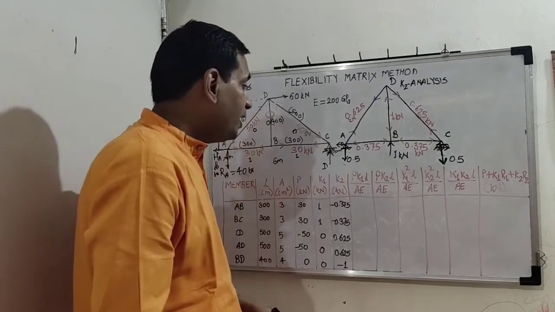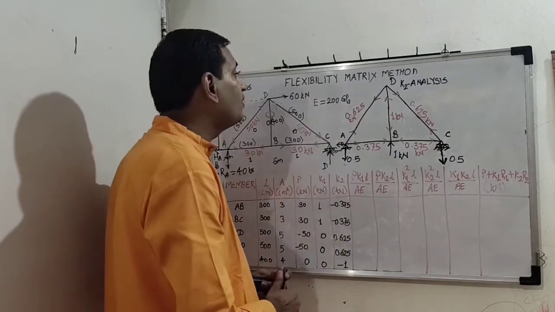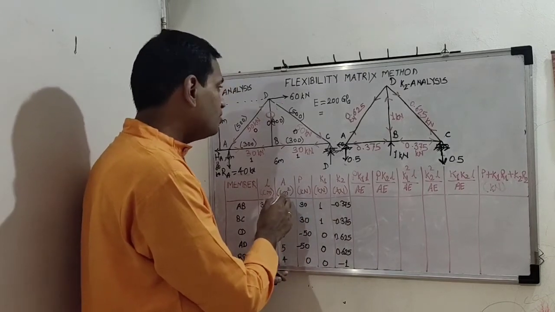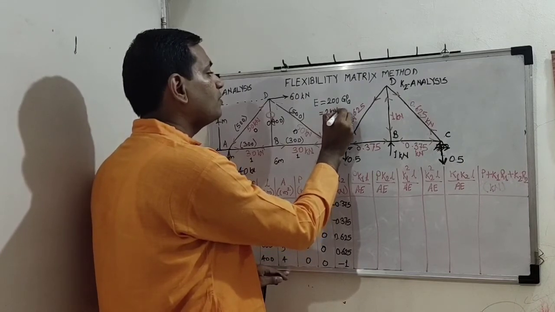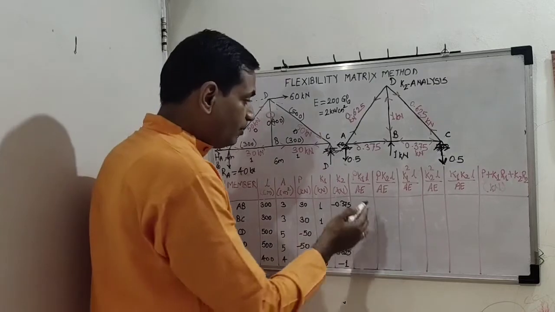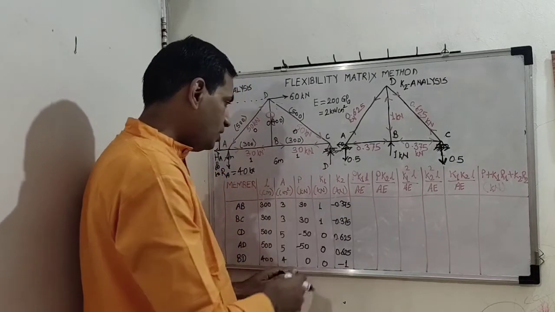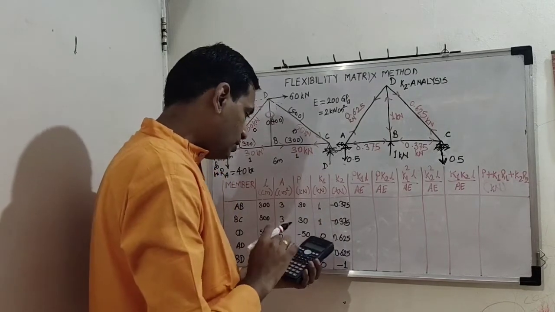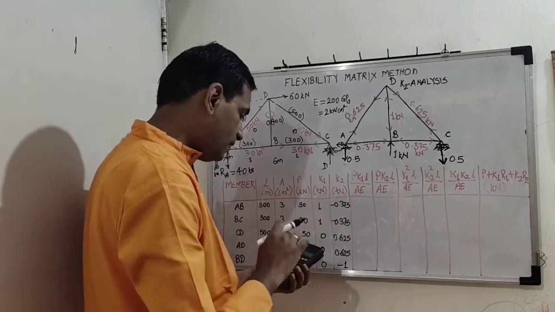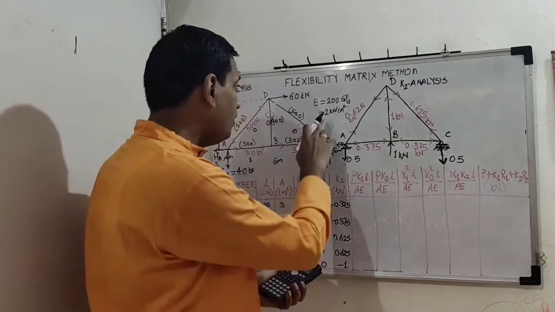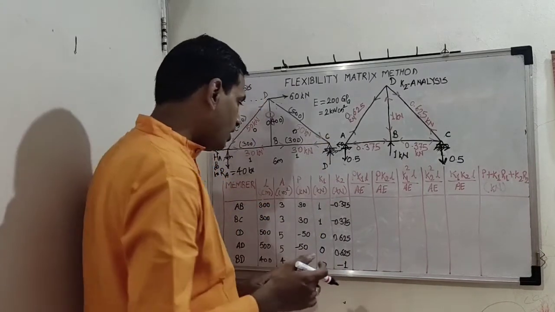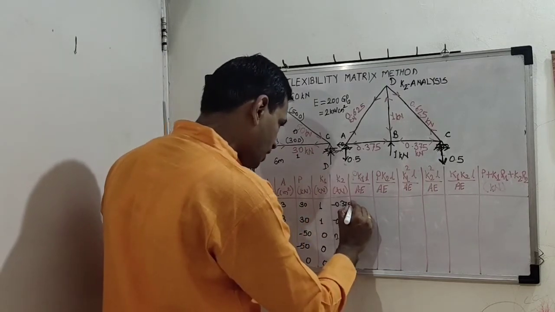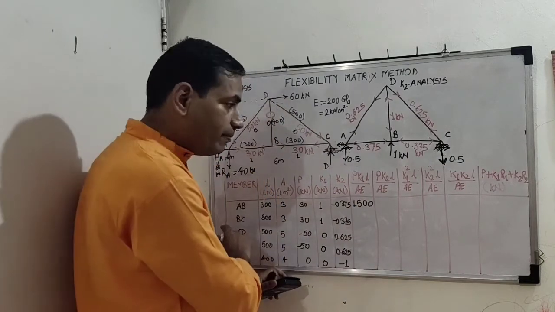Now PKL upon AE. Before going for this calculation, we need to convert E to kilonewton per centimeter square, because load is in kilonewton and area is in centimeter square. So this will be 2 kilonewton per centimeter square. Let us calculate PK1L upon AE. P is 30, K1 is 1, L is 300. So 30 into 1 into 300 divided by area 3 into E value 2. So this is 1500. Whether this is plus or minus, P, K, everything is plus. L, A, E are constant. So 1500. Then go to member BC.